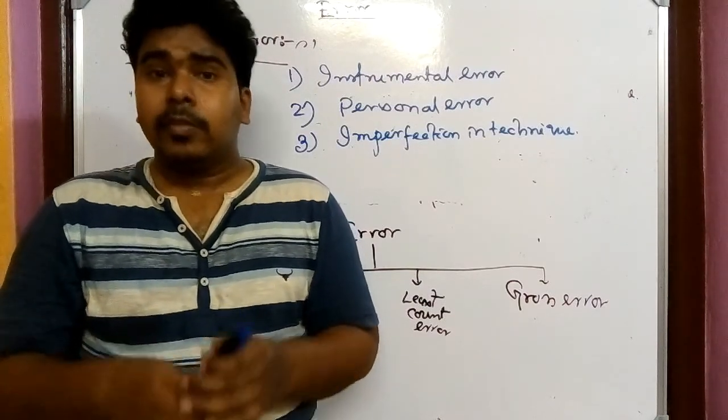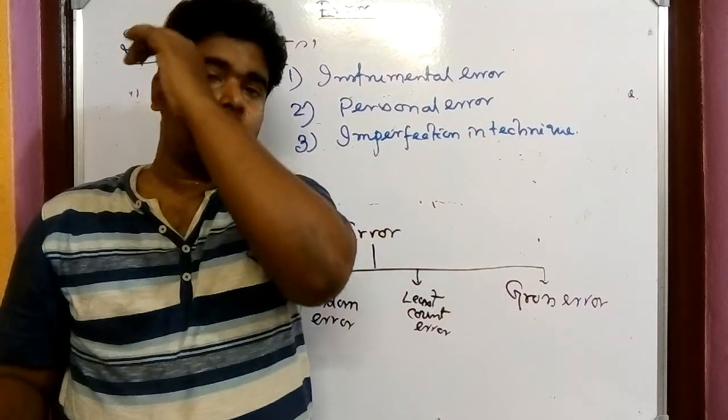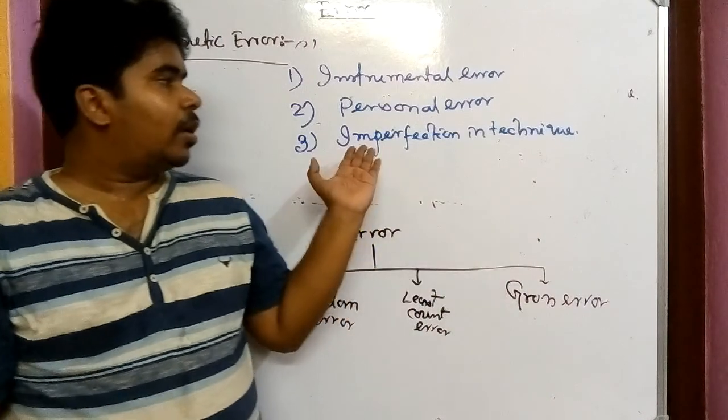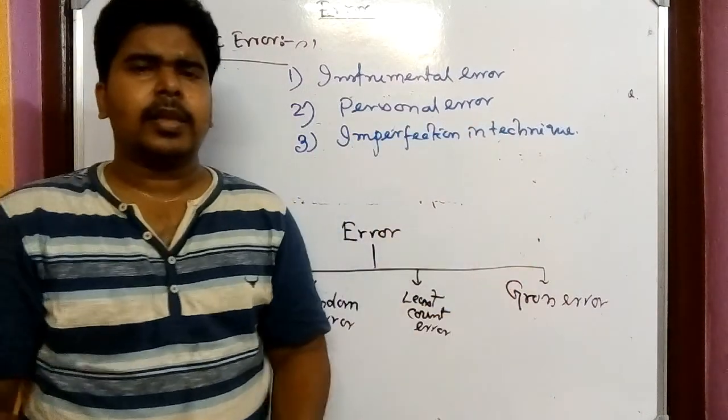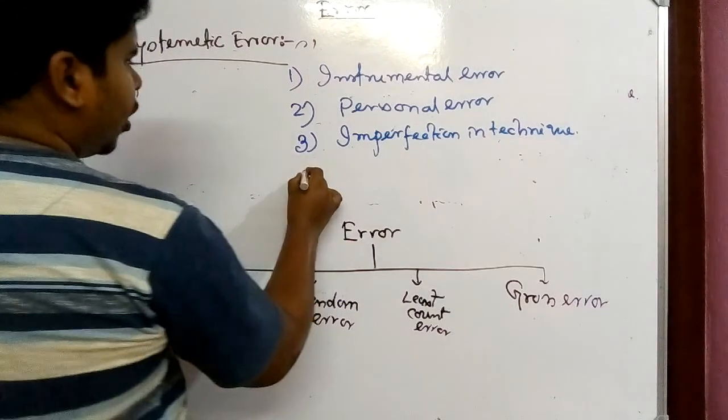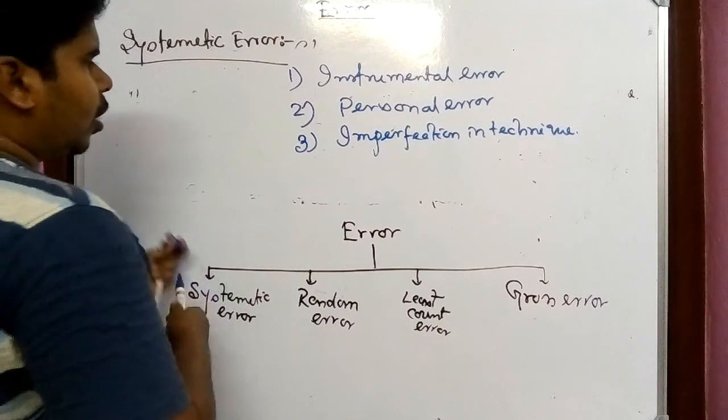But this is also another technique to do one experiment. I'm talking about an electrical experiment. So this is a technique, that is the imperfection in technique. And number 3, that is very common, that is external causes.